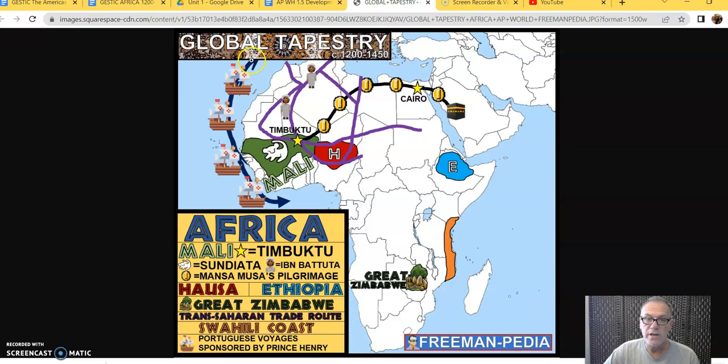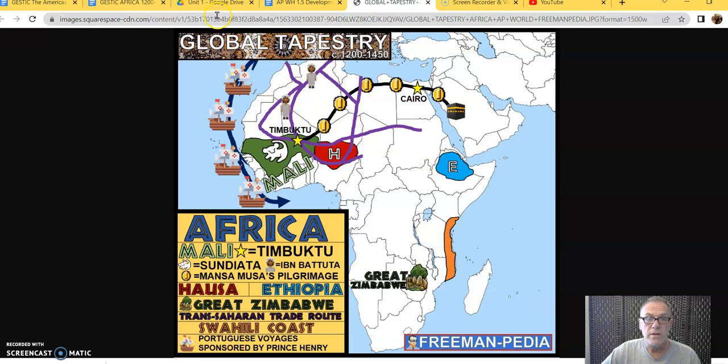And the Portuguese, which we'll learn in Unit 4, are setting up trade posts all over the coast of Africa and then as far away as South Asia and India. They also are introducing, in the 16th century, chattel slavery from Africa to the Americas.